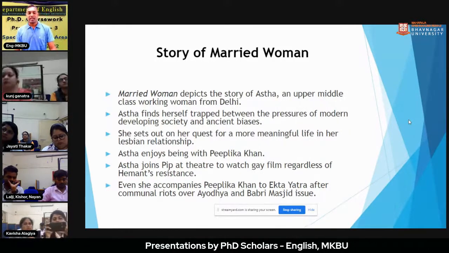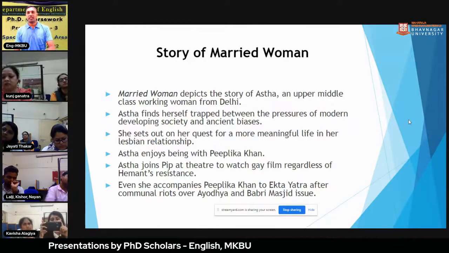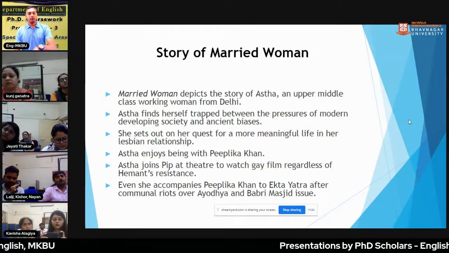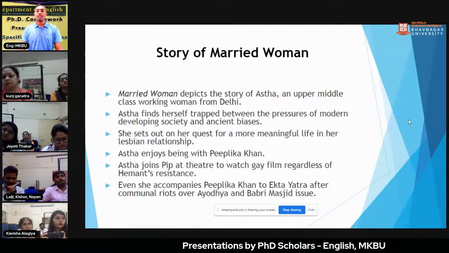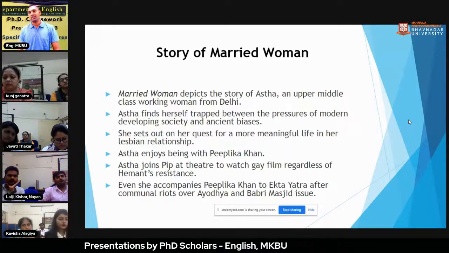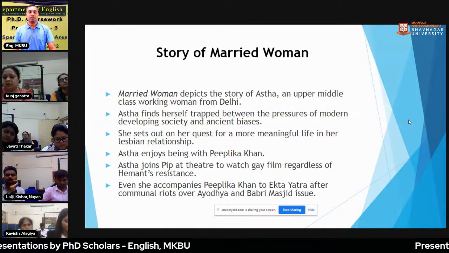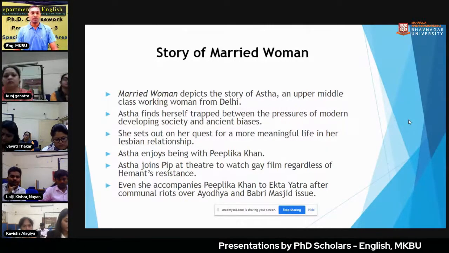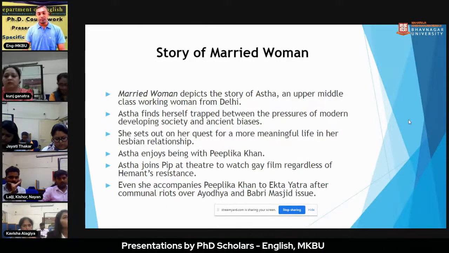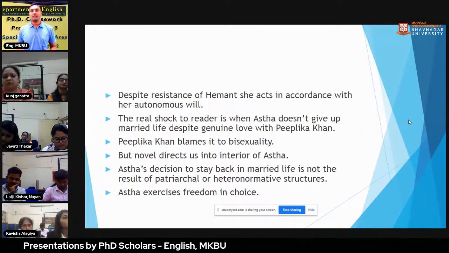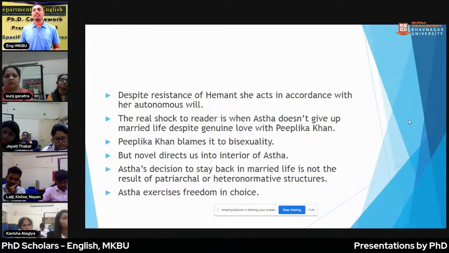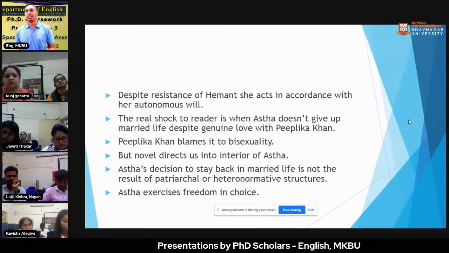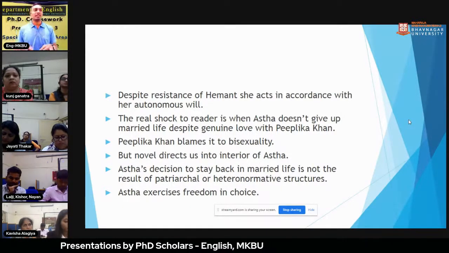Now what happens is Astha joins Peep at the theater, regardless of the resistance of Hemant. Astha joins Peep for the Ekta Yatra also, and also to watch a gay film, regardless of Hemant's resistance. Hemant also doesn't allow her to accompany Piplika Khan to watch the movie, which was a gay film. But then also she goes. All these are things which are actually rebellious. Now, rebellion signifies that the patriarchal system has to be resisted in some way or the other.